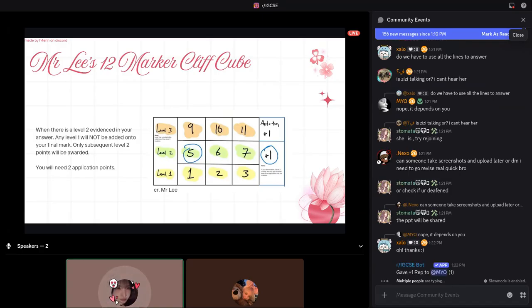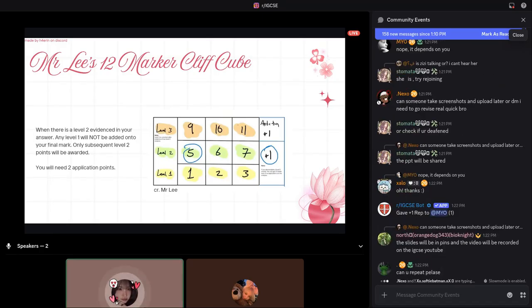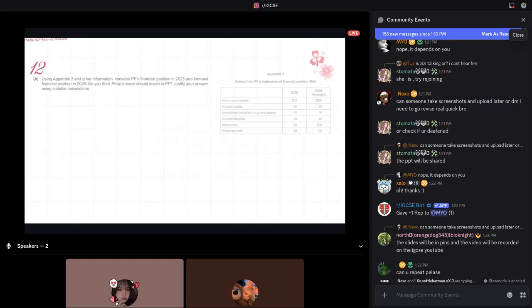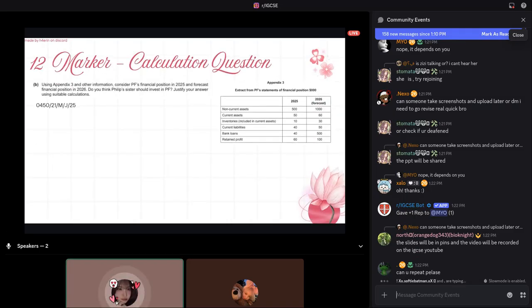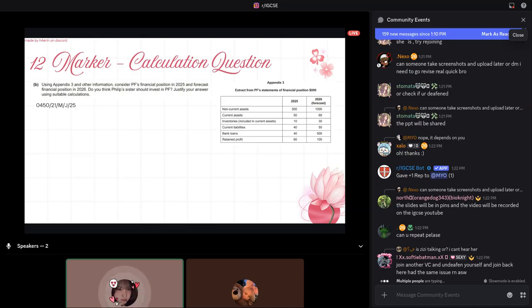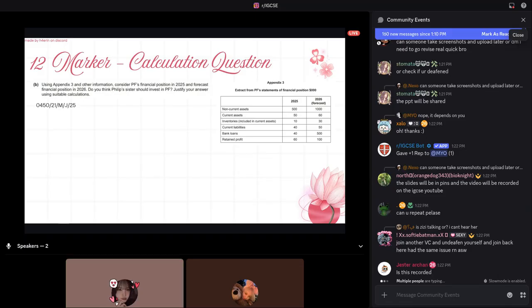Okay, so next I will be talking about a 12 marker calculation question. So I'm very sorry again. The case study has too much information, which cannot fit in my slide. So I already just put Appendix 3.